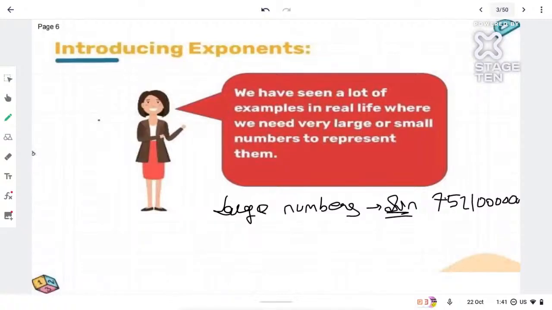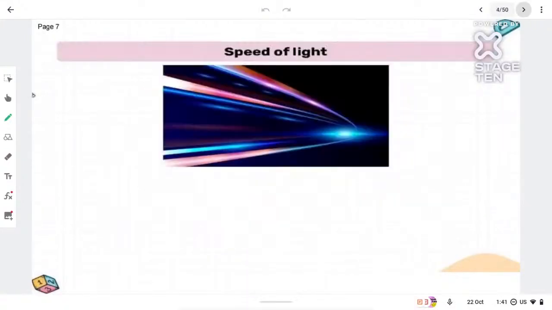Yes, correct, Deepa. Weight of Earth. Yeah, weight of Earth, diameter of the Earth, weight of the Sun. These are such big numbers. We cannot represent them as smaller numbers, right? So let me show you some examples.